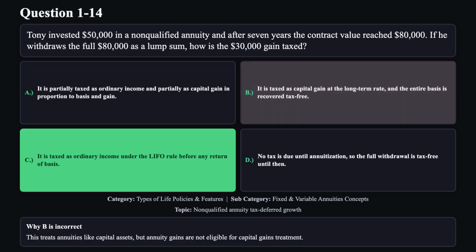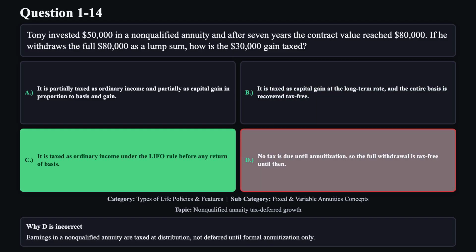Reason B is not correct. This treats annuities like capital assets, but annuity gains are not eligible for capital gains treatment. Reason D is not correct. Earnings in a non-qualified annuity are taxed at distribution, not deferred until a formal annuitization only.